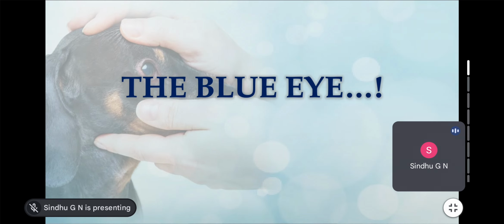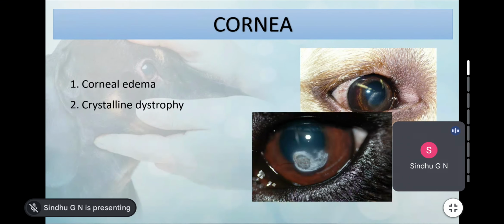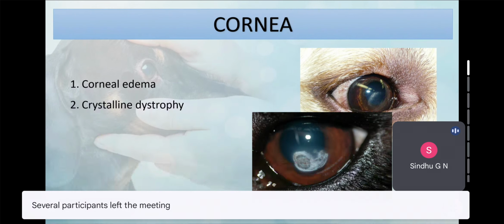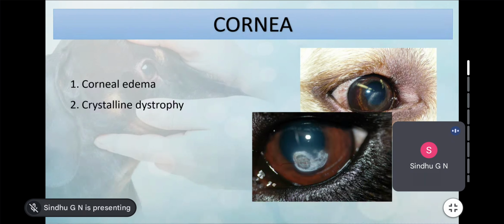So these are the possible causes of red eye. Then comes the blue eye. Blue is not exactly blue, it can be white also. But in general, I just classified them as blue eye. Most common one is blue discoloration on the cornea. It can be either corneal edema or crystalline dystrophy, like calcium or lipid dystrophy.